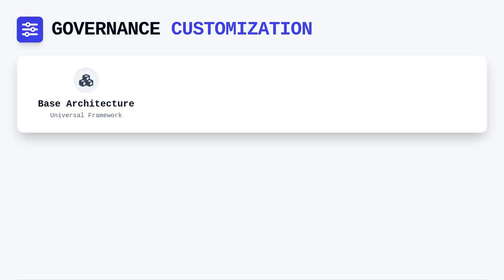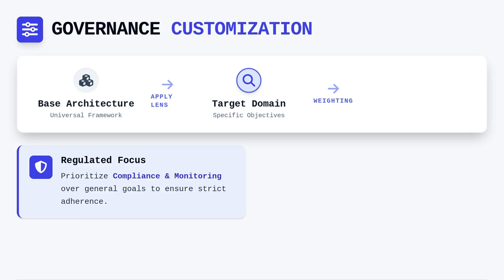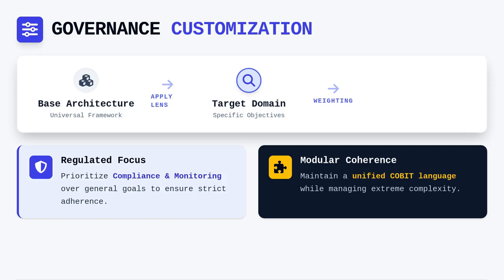When we analyze how these areas interact with the core framework, we must acknowledge that they do not exist in a vacuum. Instead, they operate by applying the base reference architecture through a specific lens, enabling you to select and weight the governance objectives that matter most for your target domain. If you are operating in a highly regulated environment, for example, the focus area for information security will dictate that you pay closer attention to specific objectives related to compliance and monitoring, even if your enterprise goals are broader in scope. This keeps the governance structure coherent, as you are still speaking the same language of COBIT, even when dealing with the high-level complexity of modern technological deployment.